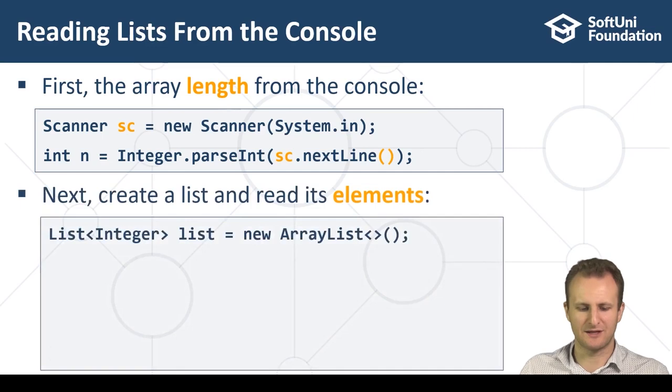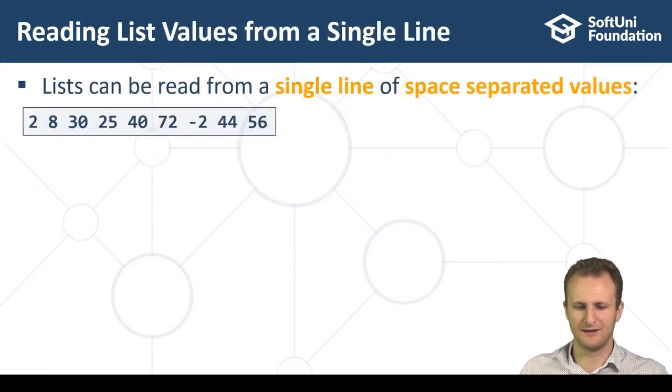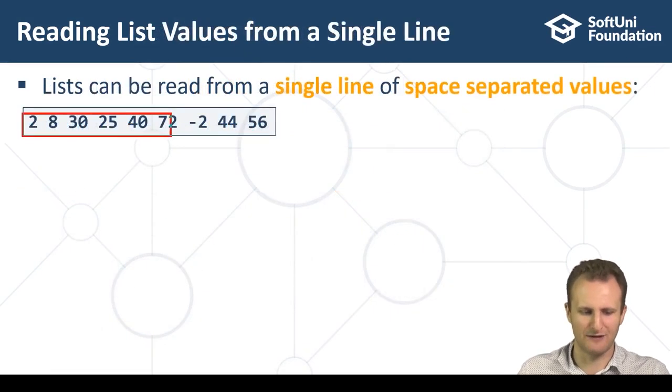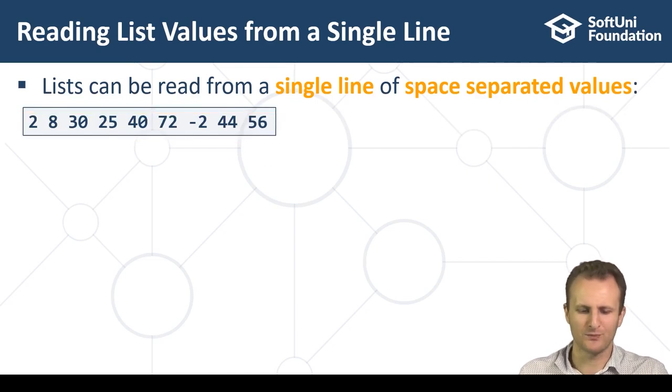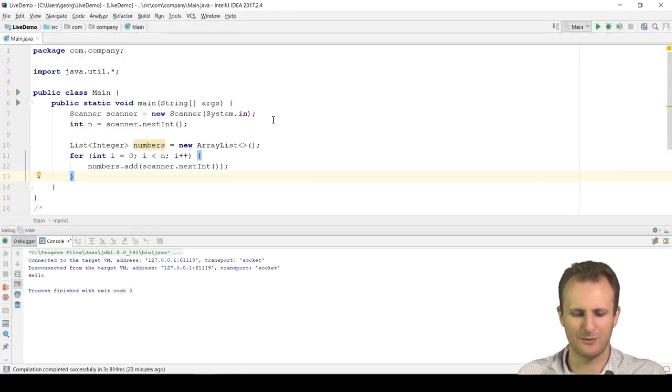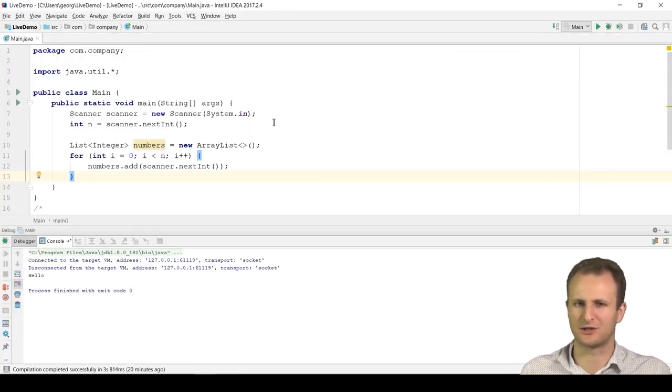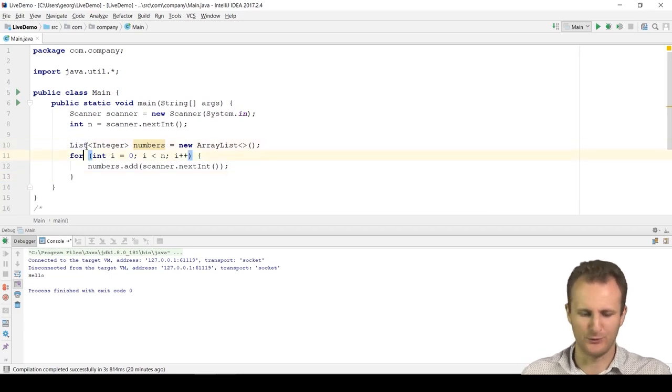So the interesting stuff is when you want to read a list from a single line, so you have an input like so. You want this input to be added inside the list. How would you do that? Well, we've done that for arrays already, so let's do it for lists. Shouldn't be that hard. Lists seem a bit easier to use than arrays, aren't they? Because you can always add elements into them. Okay, so how do we do that?